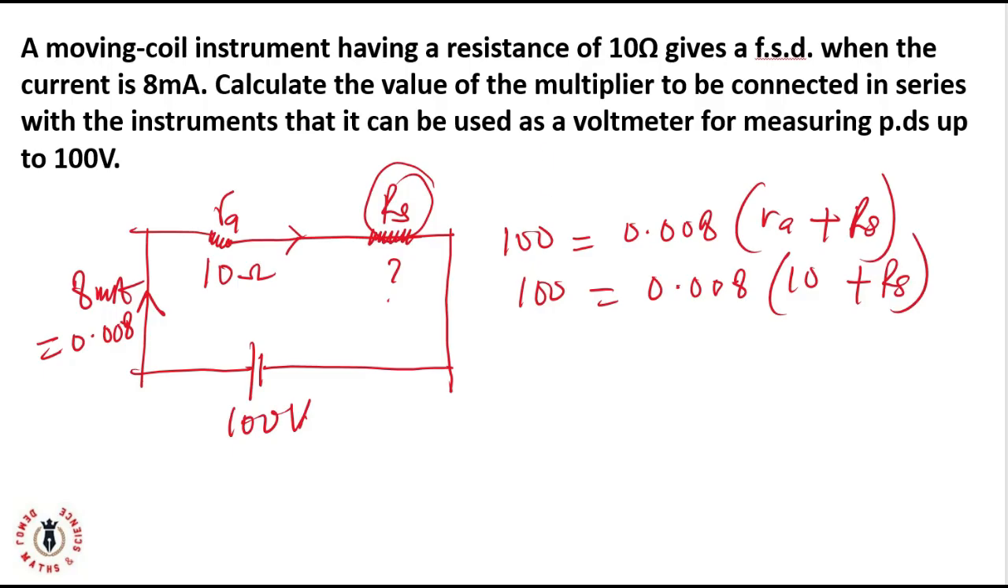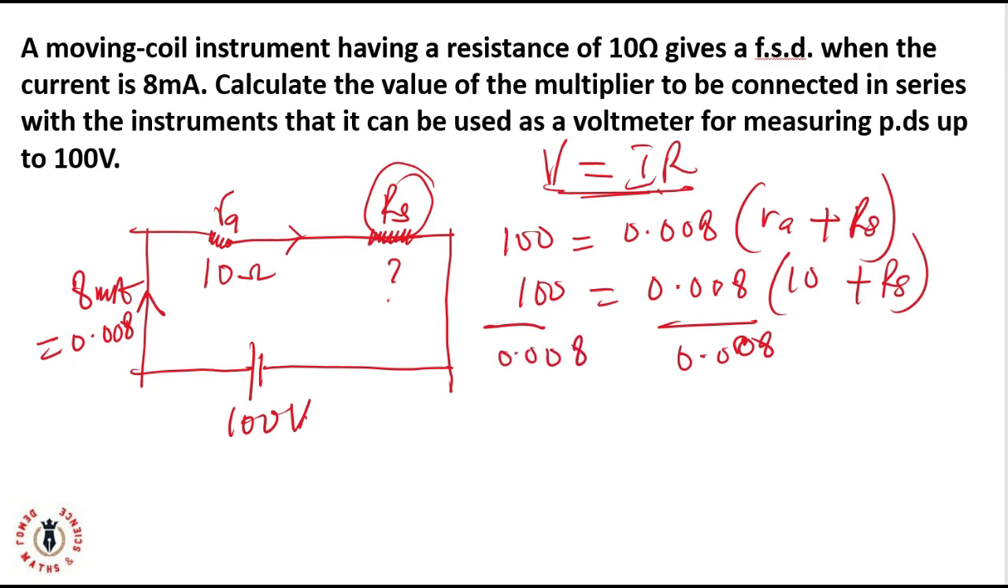Now remember that your voltage is equal to IR, that is the foundation, that's Ohm's law. Now I can divide both sides by 0.008. You divide this side also by 0.008. 100 divided by 0.008 will be the same thing as 12,500, which is equal to 10 plus RS.